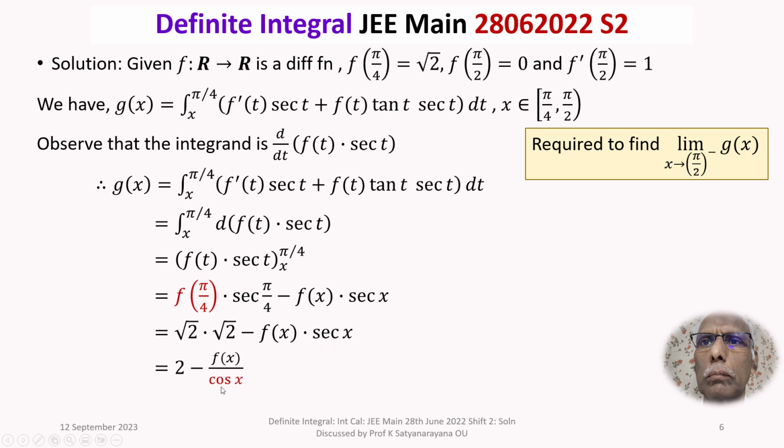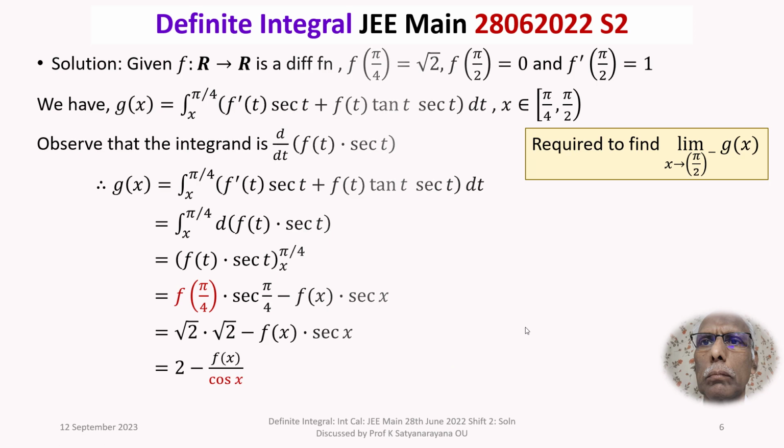And mind you, cos x, that is secant x, is coming. Cos x is sitting in the denominator. But x is not equal to pi by 2 because x belongs to this semi-closed interval where it is open at pi by 2 end. That means x will not take the value pi by 2. Therefore, no threat will be there for this. Because cos of pi by 2 it will not take. Therefore, it will be non-zero. Agreed.